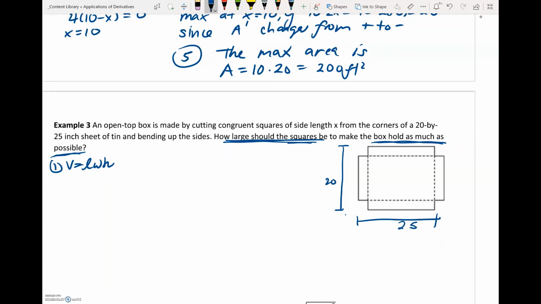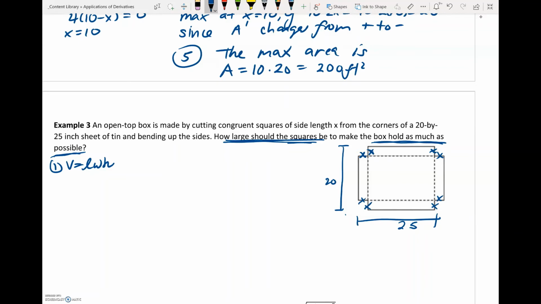And we know that these congruent squares have a side length of x. So this is your square here, and they're congruent squares of length x. That means if it's a square, your length and width are x and x. And this occurs for every square that happens in the corner here.